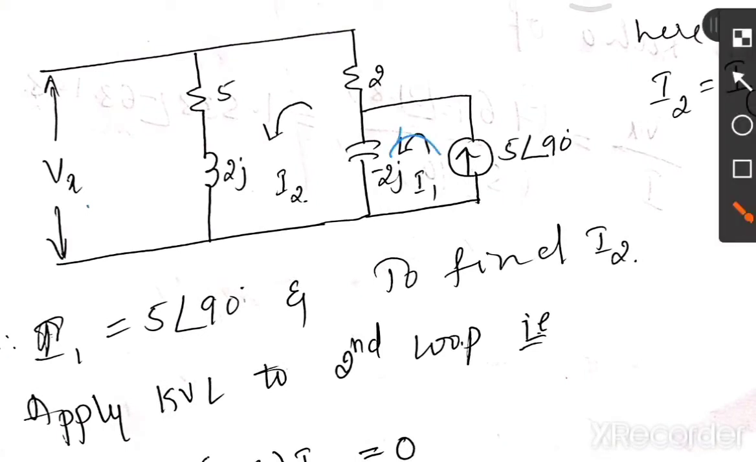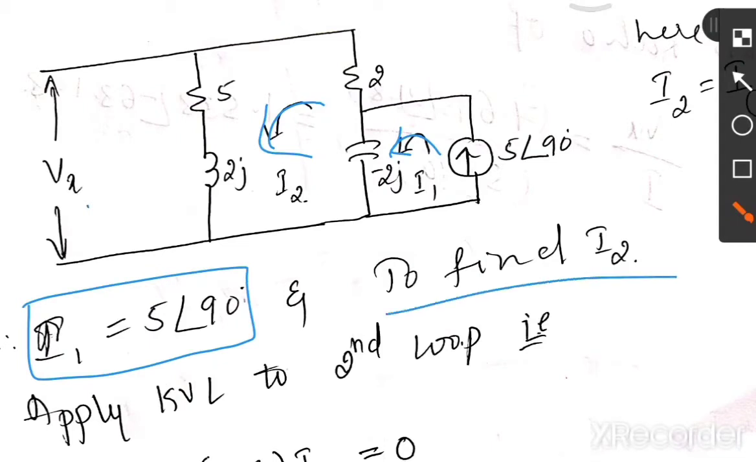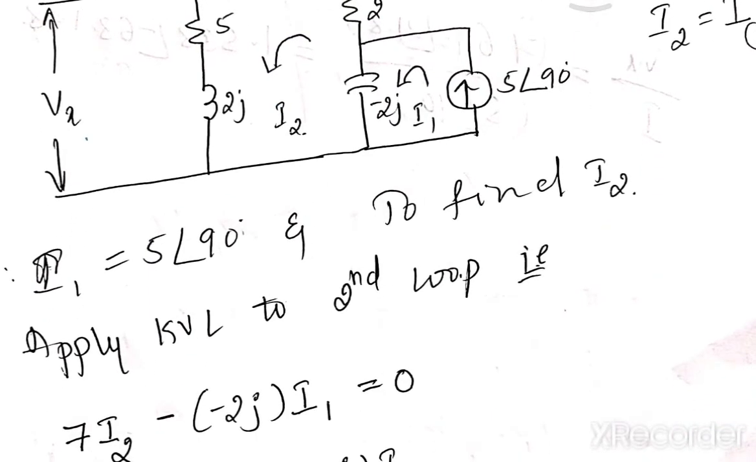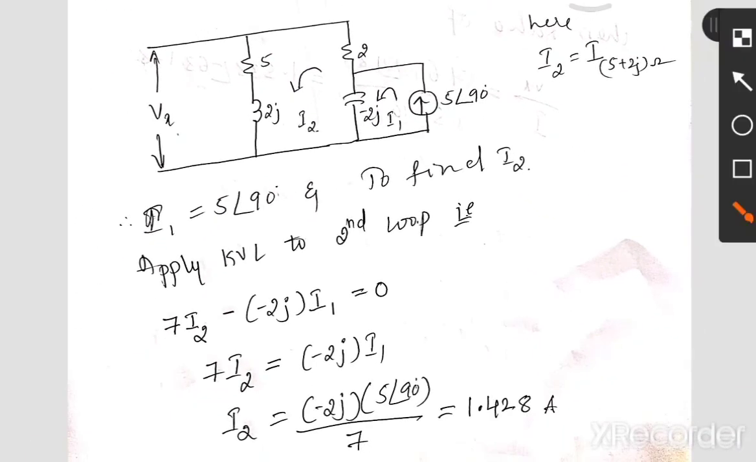Okay, let's take this as I1 and take this as I2. No need of applying KVL for the first loop. Directly we can write I1 is equal to phi at an angle 90 degree. To find out I2, we can apply KVL for that. So to apply KVL for that, simplify this and write it.